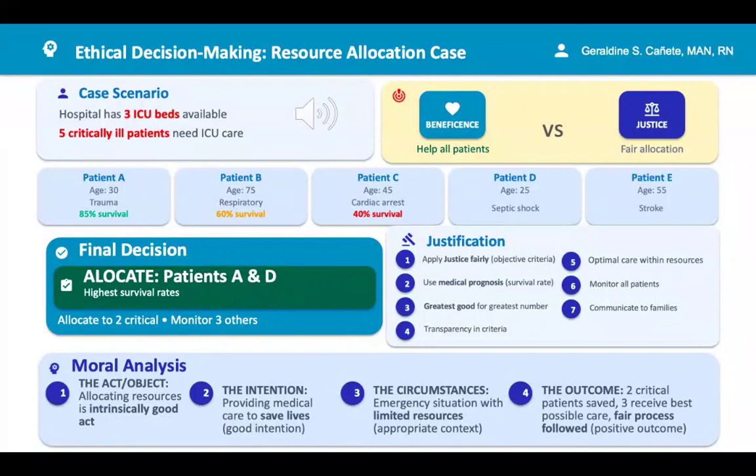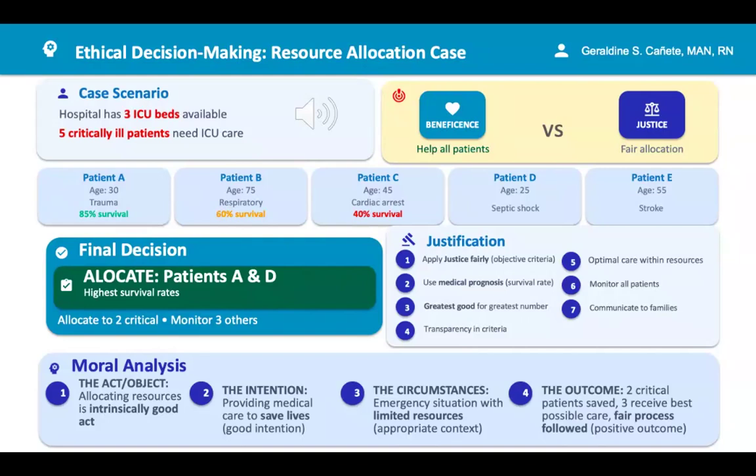Now, I would like to ask you, do you agree with this justification? Why or why not? What are some potential criticisms of this approach? What other factors might be relevant to consider in this situation? And while you are thinking about that, now let's move on to the moral analysis of that decision.